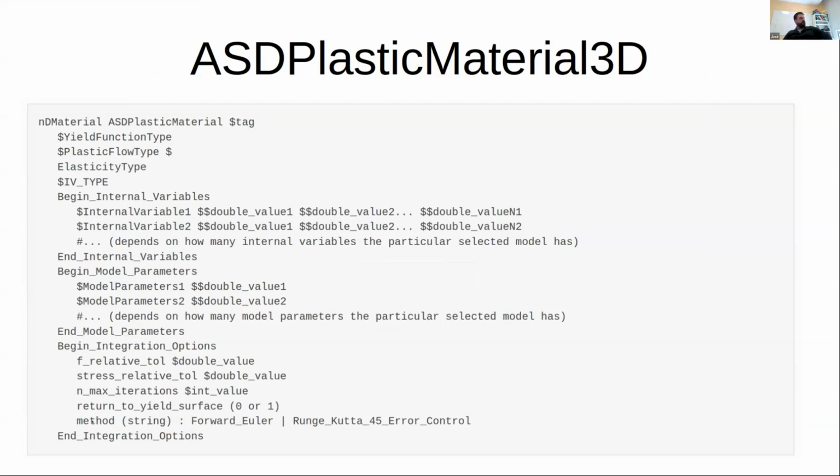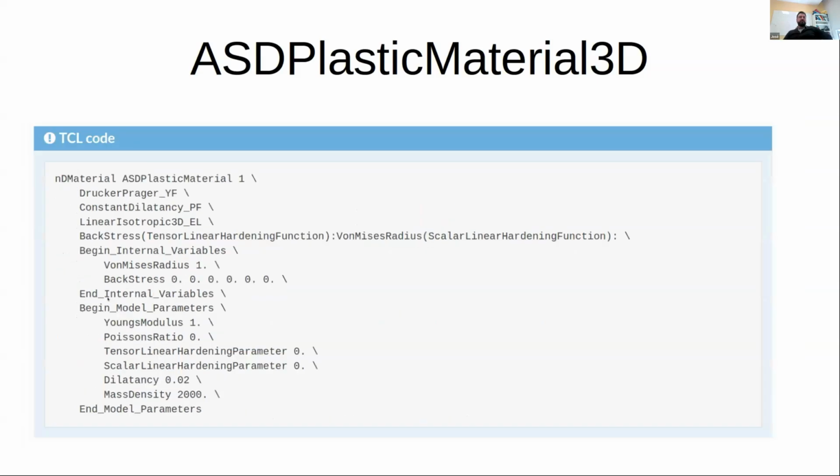Because this is very, very general, it means that the command can get a bit complicated, but here's a little example. For example, for a Drucker-Prager yield function, we would specify it like this, with the constant dilatancy plastic flow direction, and then a linear isotropic 3D elasticity. The Drucker-Prager yield function and the constant dilatancy plastic flow direction actually take two internal variables, and you specify those internal variables, and inside those you specify the type of hardening that's going to be used.